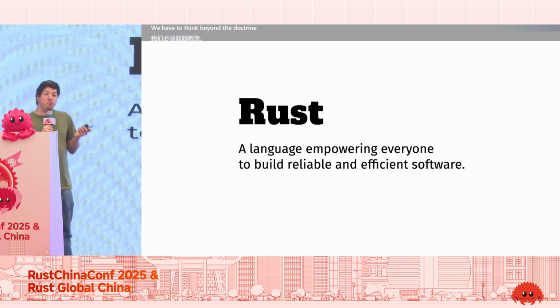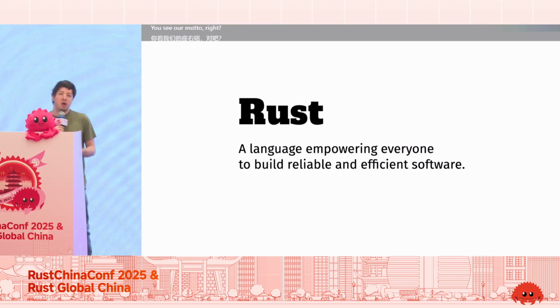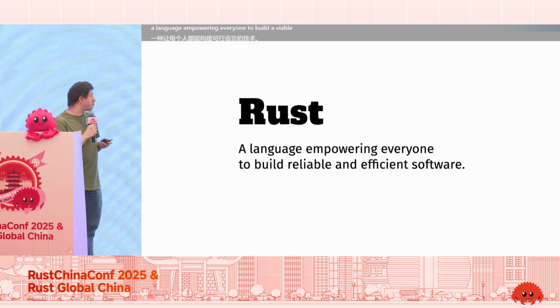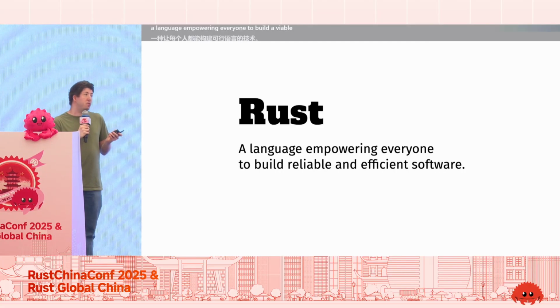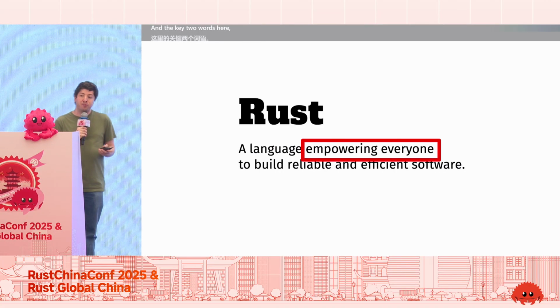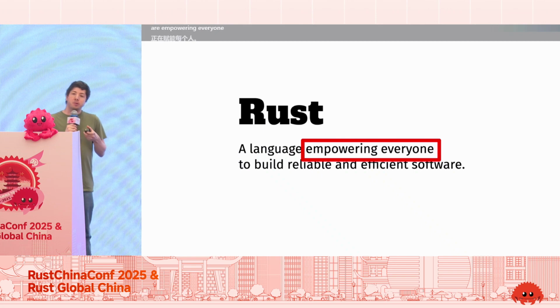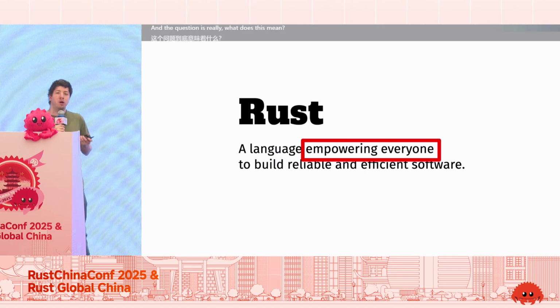And if you look at the Rust website, you see our motto, right? A language empowering everyone to build reliable software. And the key two words here are empowering everyone. And the question is really, what does this mean? Who are we empowering, and how?